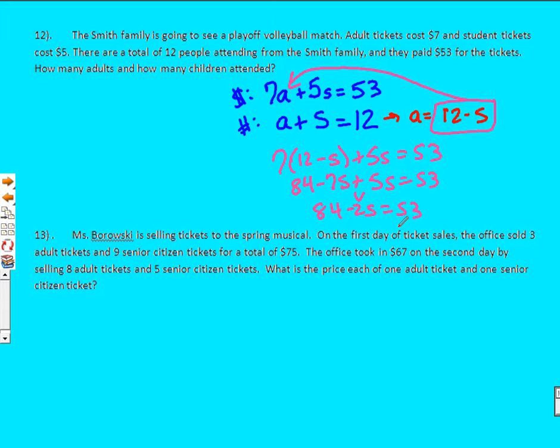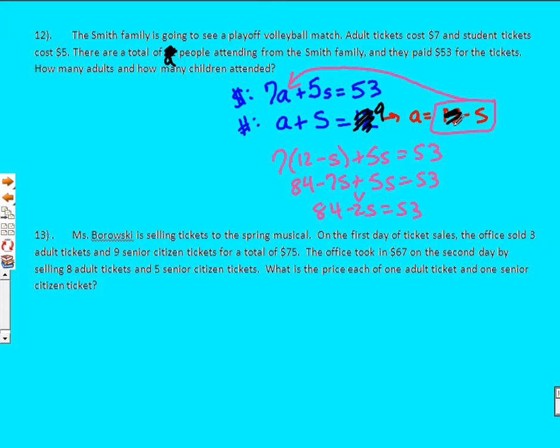I'm running out of room here. Subtract 84 from each side at this point, and you should get a number. Oh, it doesn't work because I messed up the problem. Let's try this again. It's only supposed to be 9 people.